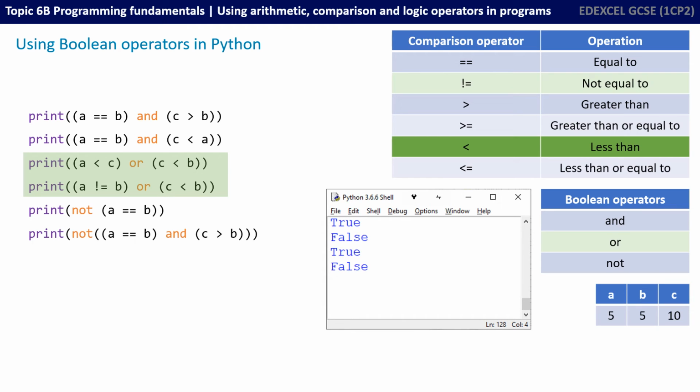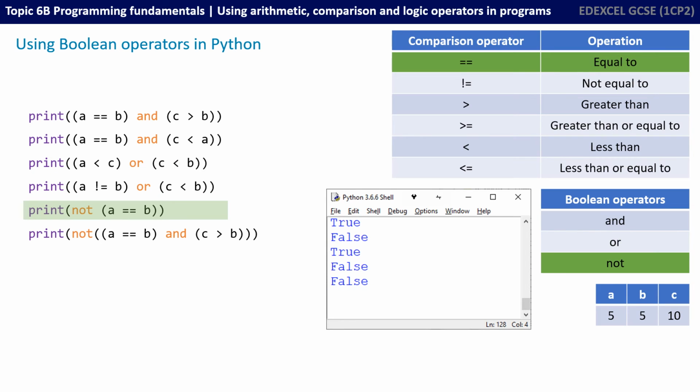The next one, A is not equal to B. Well, A is equal to B, so that's false. Or C is less than B. Well, C is not less than B, so that's false. So now we've got false or false. Well, in that situation, the output's false.